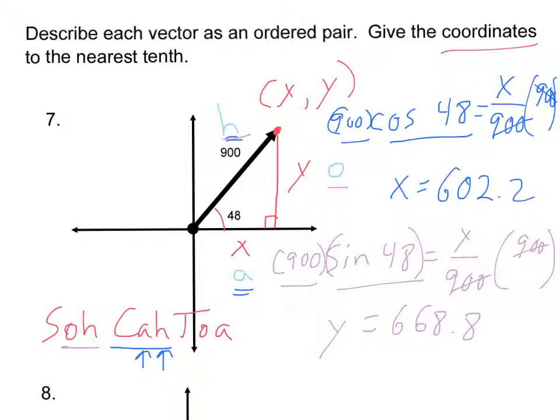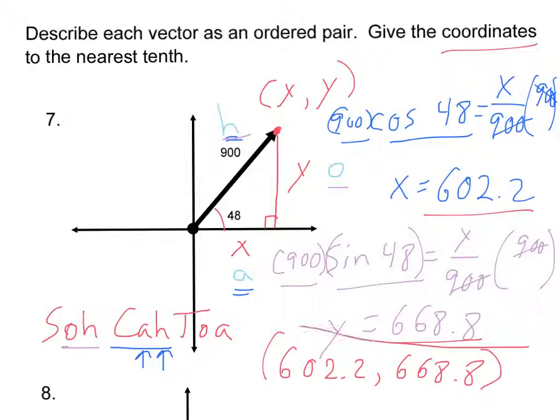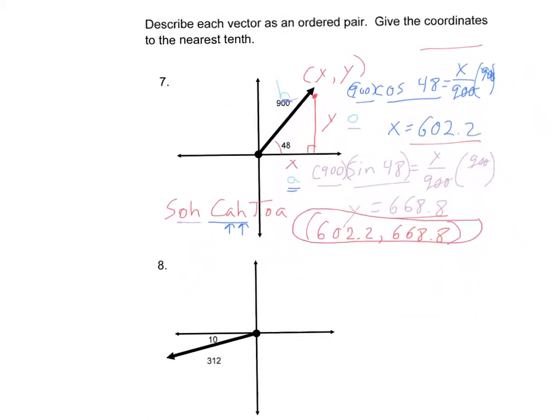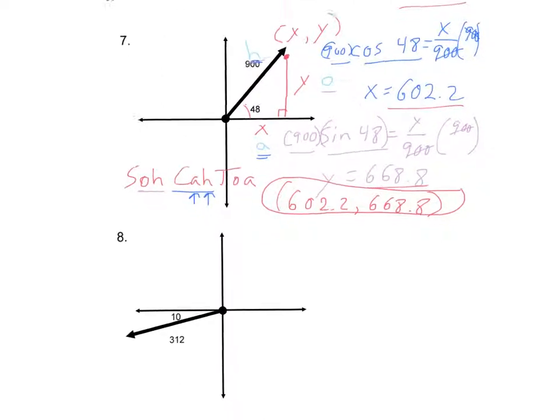So my answer, there's my x-coordinate, 602.2. Here's my y-coordinate, 668.8. And those are my x and y coordinates of my vertex. Okay, use that as an example to help you solve number 8. Number 8 is identical.